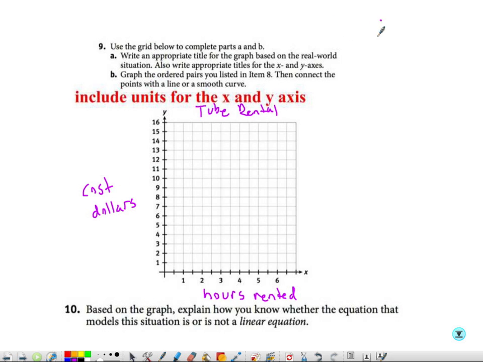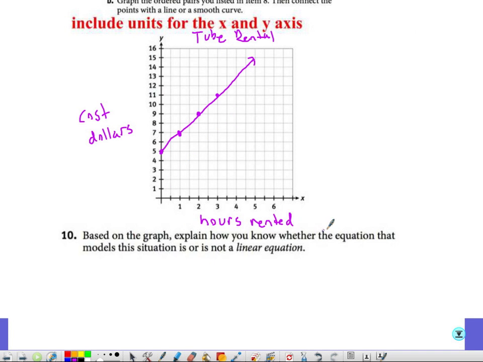Now we can take the ordered pairs that we had. So 1, 7 is here, and then we also had the ordered pair 2, 9, 3, 11, and we can go ahead and create that graph. So there's the graph right there. So graph the ordered pairs, connect the points. Okay, so it looks like we have a straight line.